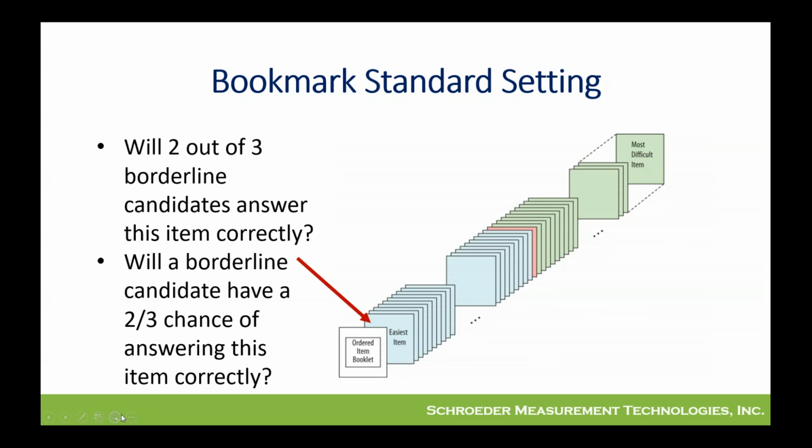Beginning with the first item in the OIB, you will answer yes or no to the question, will 2 out of 3 borderline candidates answer this item correctly? You can also think in terms of whether a borderline candidate will have a 2/3 chance of answering correctly.